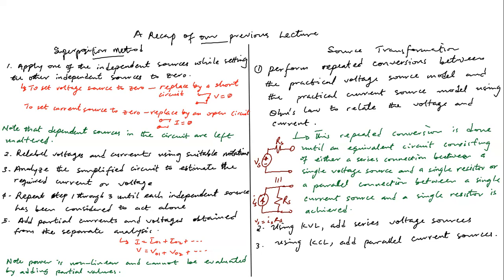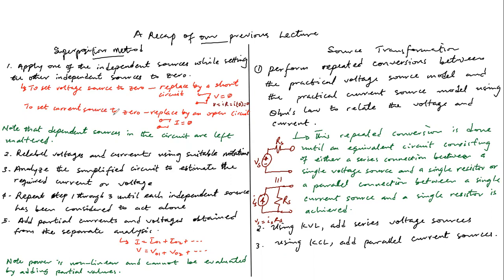Now, the first step in the analysis was to apply one of the independent sources while setting the other independent sources to zero. To set the voltage source to zero, we must replace that voltage source by a short circuit such that the voltage value is equal to zero, because in this case it is expected that the resistance is zero, and then infinite current will flow, such that V is the same as I R, which is I into bracket zero, equal to zero.